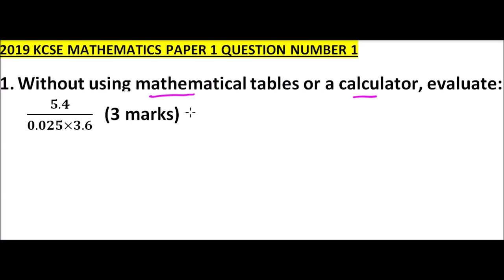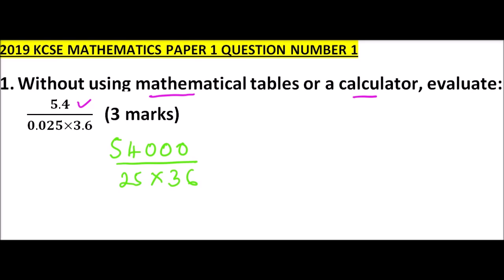So if you look at the numerator here, we have 5.4, that is one decimal place. The denominator has 0.025, those are 3 decimal places, and 3.6, one decimal place, so that adds up to 4 decimal places. So we need to move the decimal 4 places to the right. So we have 5, we have 1, that is 2, 3 and 4. So that will be 54,000 divided by 25 multiplied by 36.